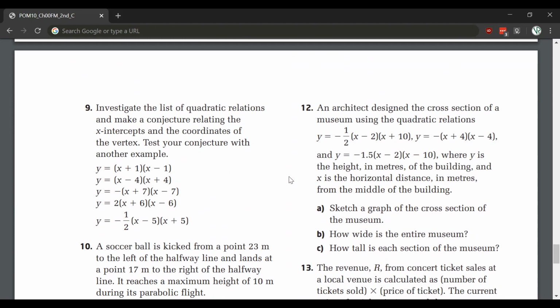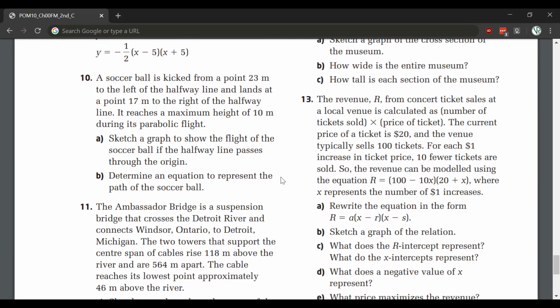Question number 10 says that a soccer ball is kicked from a point 23 meters to the left of the halfway line and lands at a point 17 meters to the right of the halfway line. It reaches a maximum height of 10 meters during its parabolic flight. Sketch a graph to show the flight of the soccer ball if the halfway line passes through the origin. Recall that the origin is the zero value. It's the intersection of the axes. So that is the 0, 0. So that's our halfway line. And then determine an equation to represent the path of the ball.